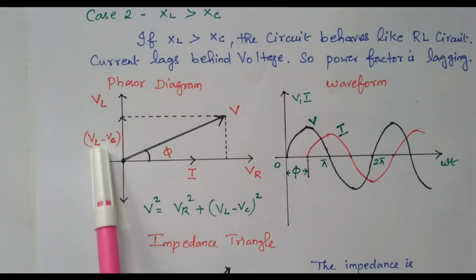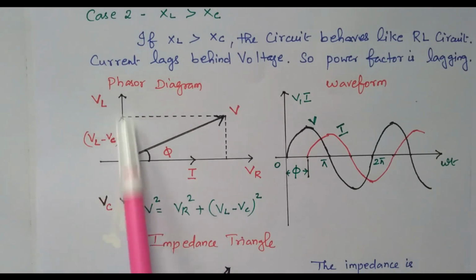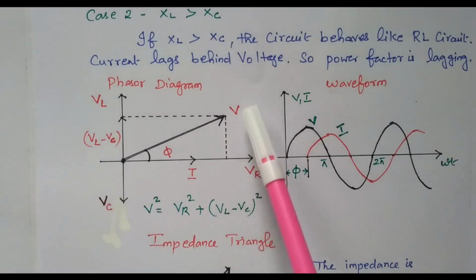The vector sum of this VL minus VC and VR is nothing but the total voltage. Because voltage is leading, we are getting the angle phi also in a leading, positive value. So V is the vector sum of VR and VL minus VC, the whole square.